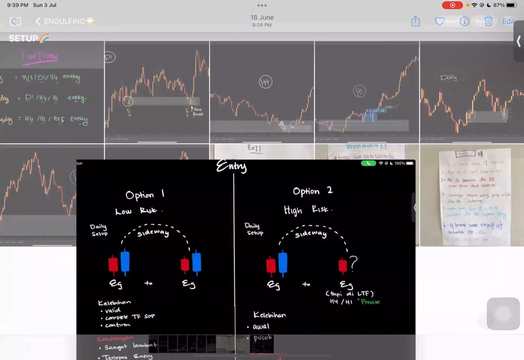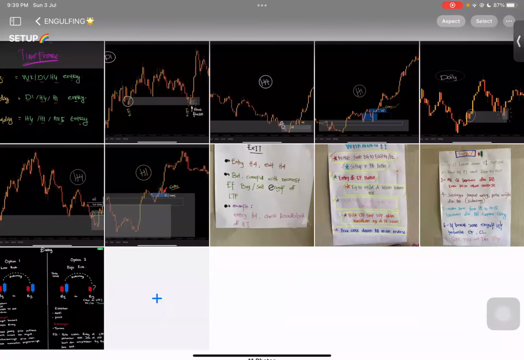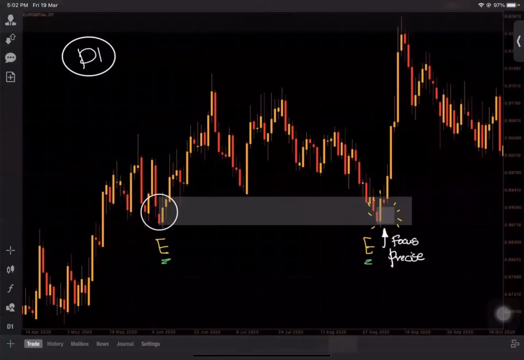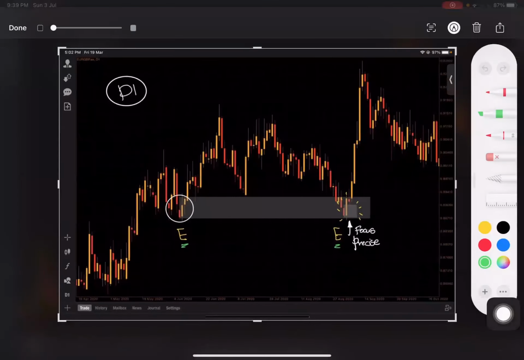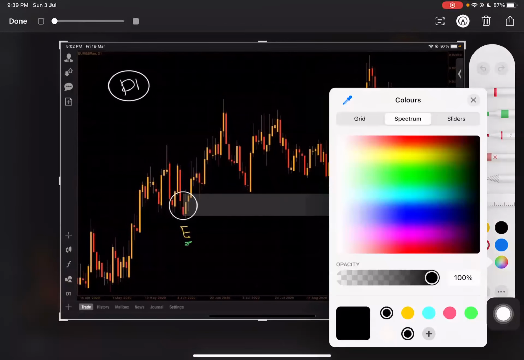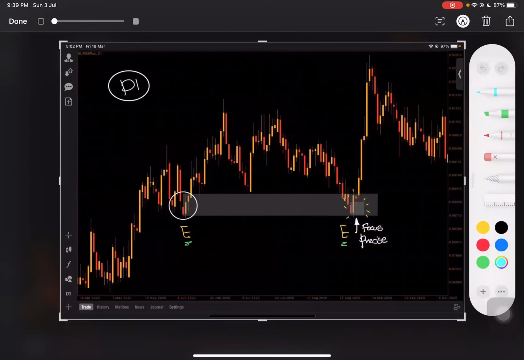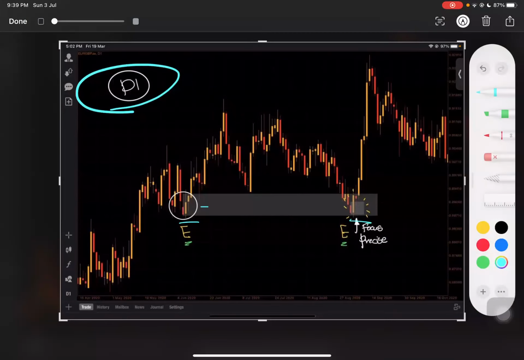Okay, now I'm going to give you an example of how we do it precisely using option number 1. Remember, option number 1, we're going to have a late entry. We cannot have an early entry. So for option number 1, same thing, we have to make sure daily itself created engulf to engulf on both eye sides.